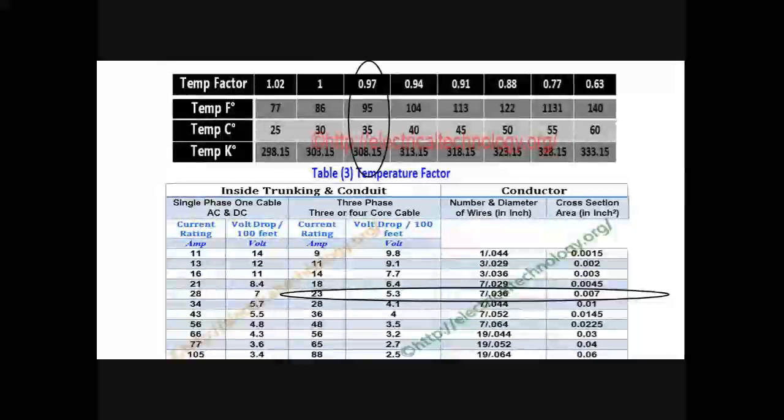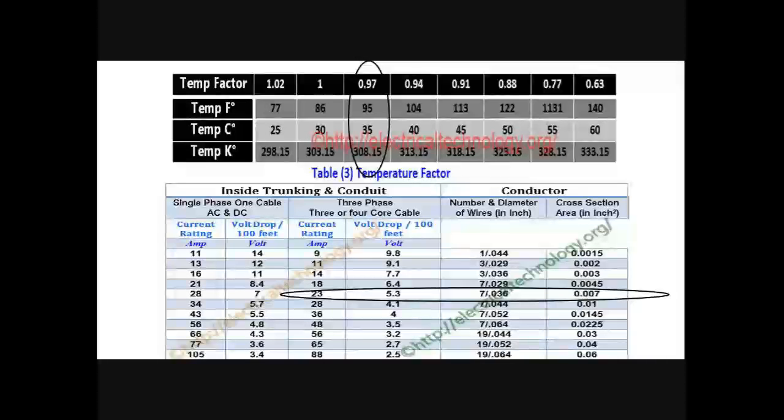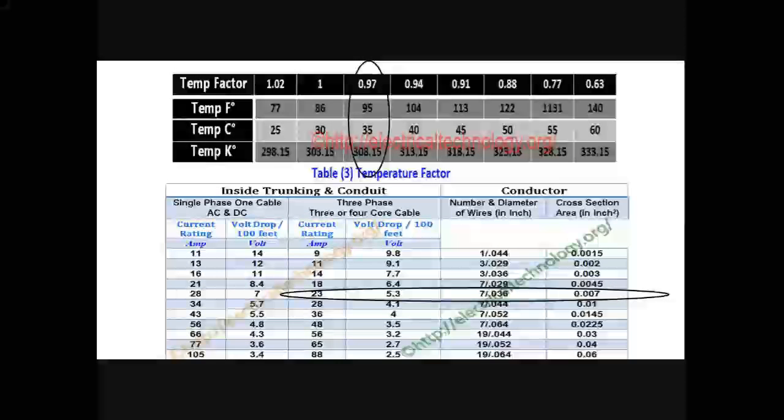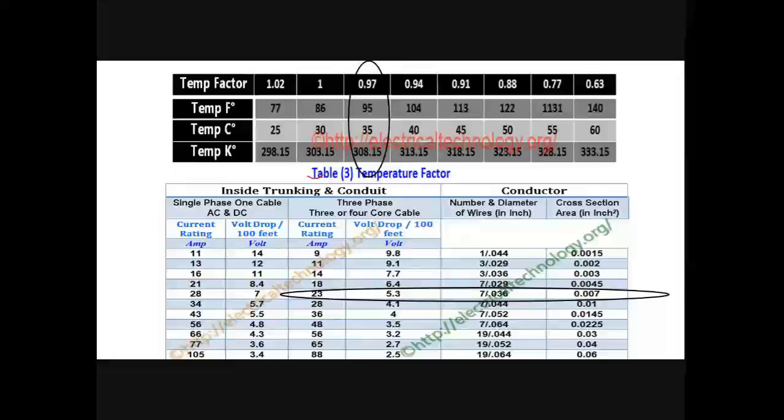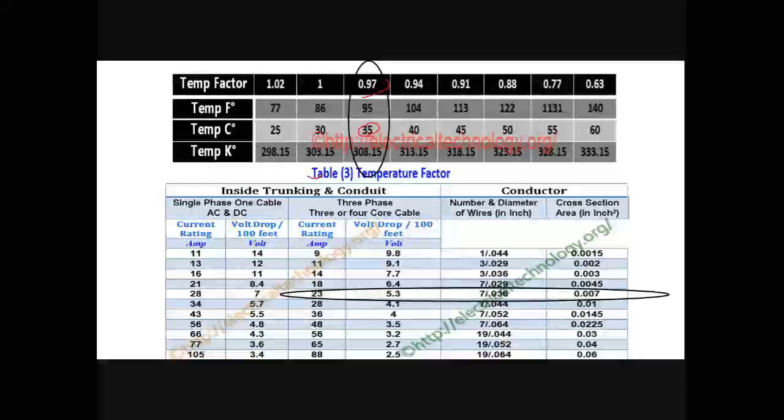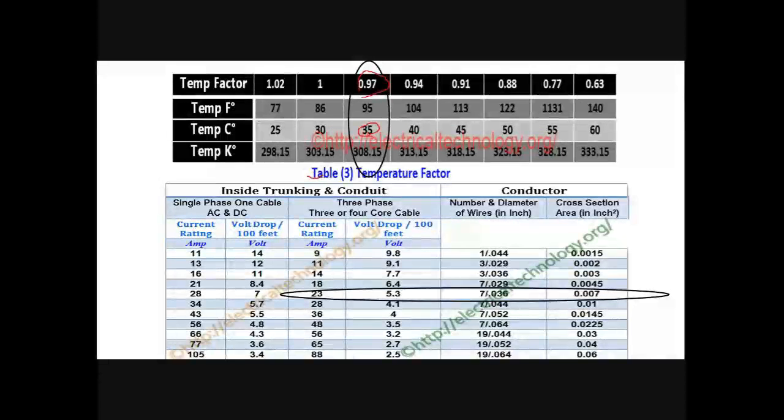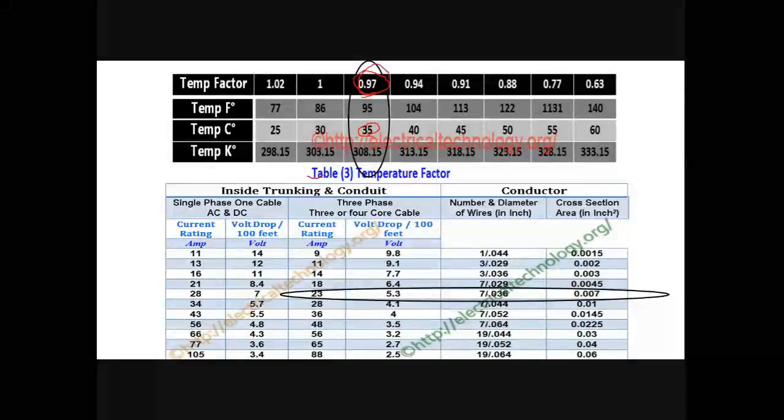Okay, now obviously if they are giving the numerical, they are going to provide the data. So the first data is related to the temperature factor. They have given various temperature ranges in terms of Fahrenheit, degree Celsius and Kelvin. We are interested in 35 degrees Celsius, so we have to use the factor as 0.97.